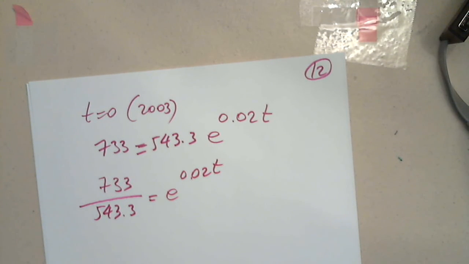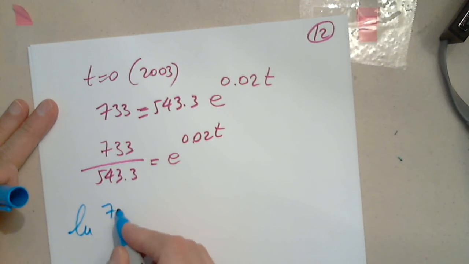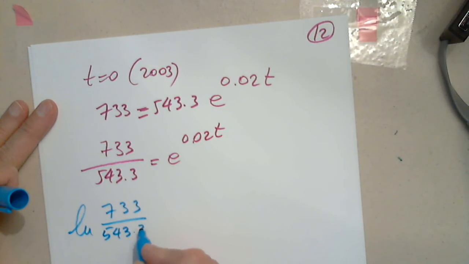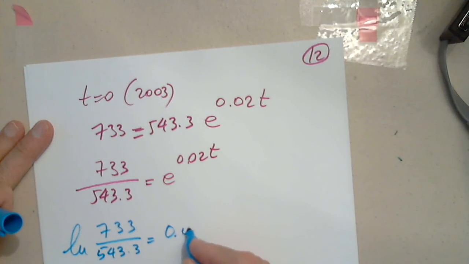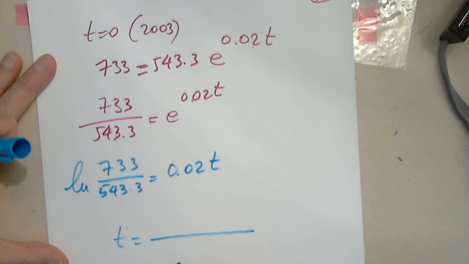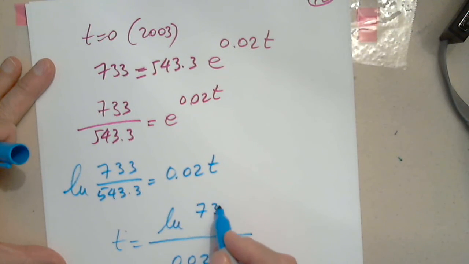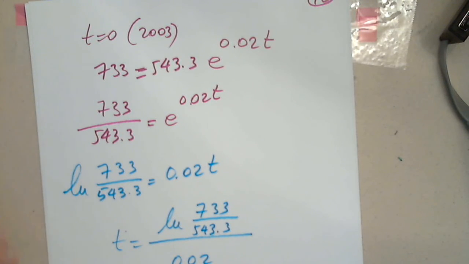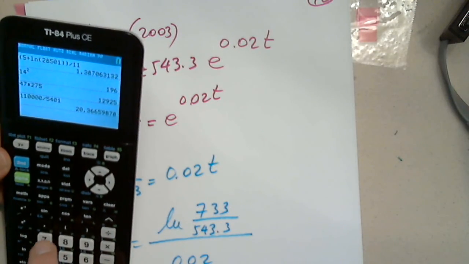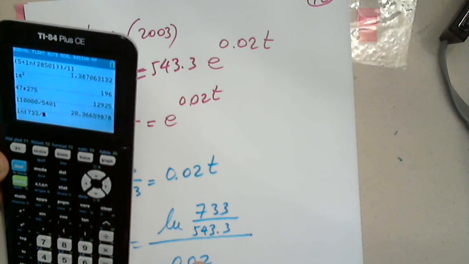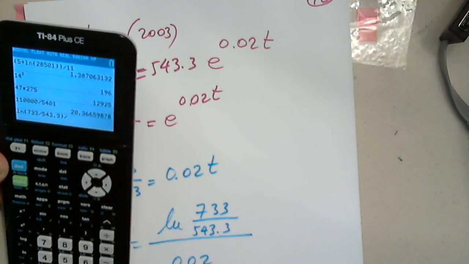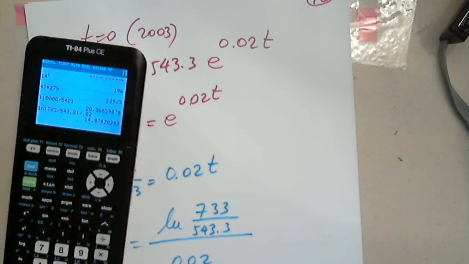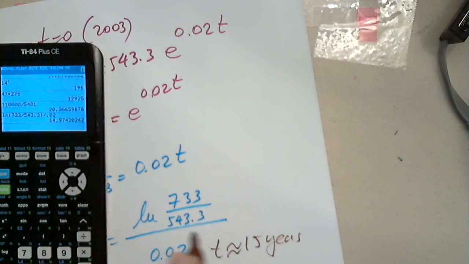And now we have to bring down the power, so I apply natural log to the left-hand side. And when I apply natural log to the other side, I get 0.02 t. So then t equals. Do not divide, there is no need. We have to keep it like this to get the best approximation. So natural log at the top, 733 divided by 543.3, and divide everything by 0.02, and we get roughly 15 years, which means 2018.